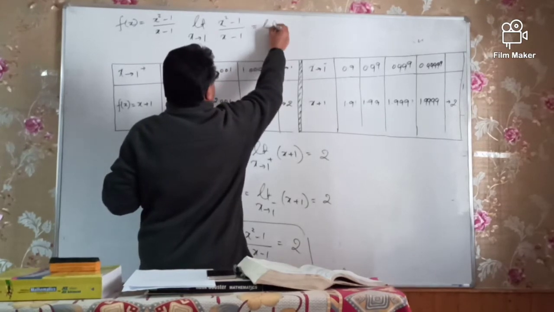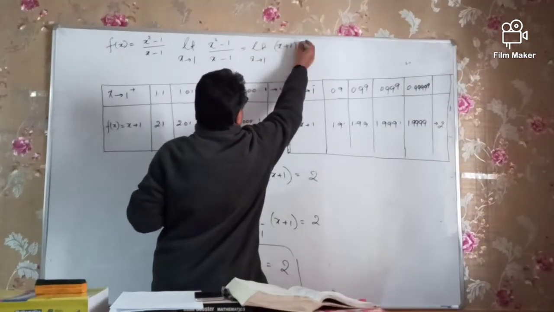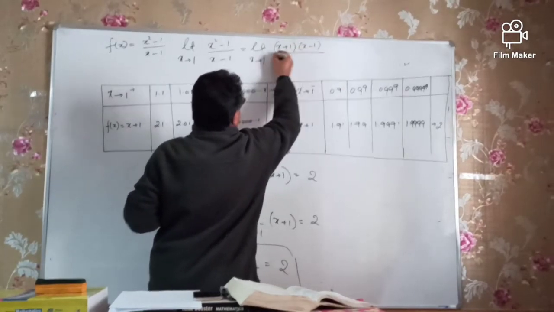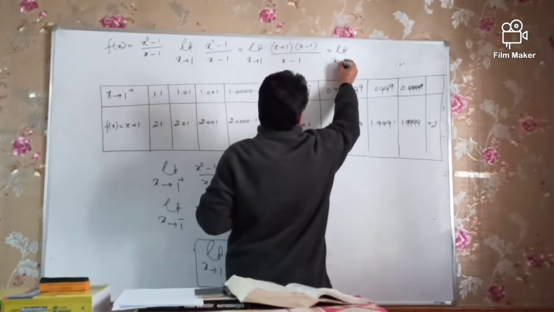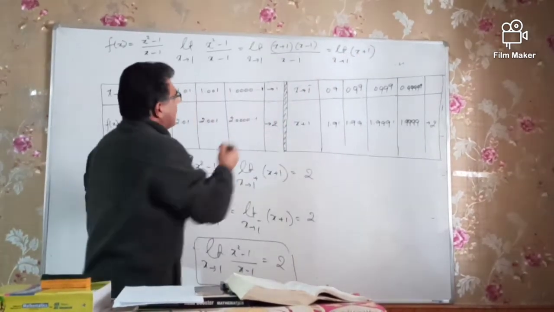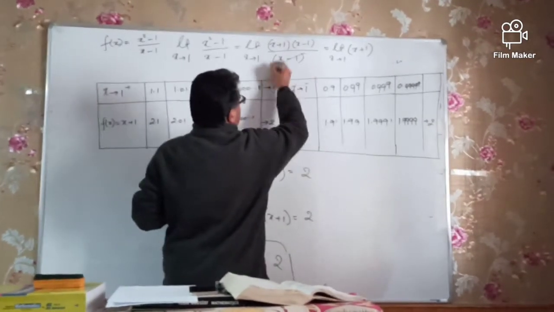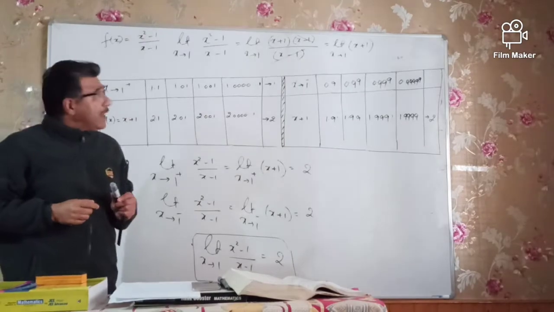Therefore, what we do is simplify it a little. We write x plus 1 into x minus 1 whole divided by x minus 1. This is equal to limit x tends to 1, it is simply x plus 1. See, we reached here because this x minus 1 and this x minus 1 cancel, so we get limit x tends to 1, x plus 1.